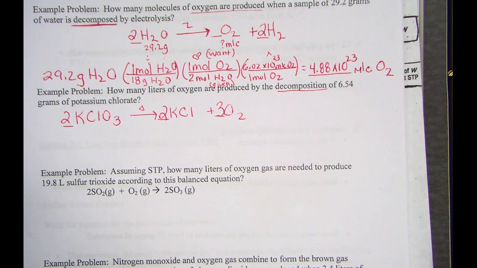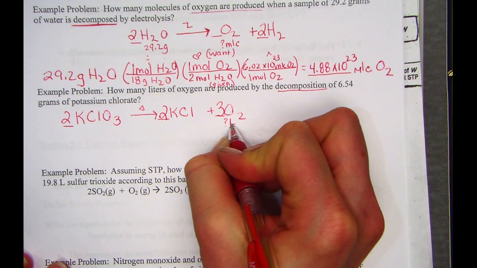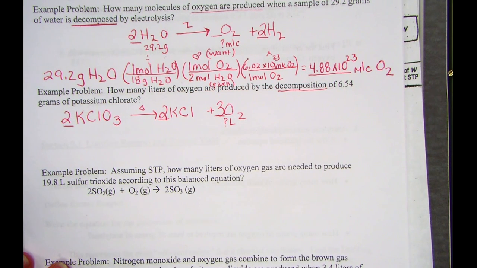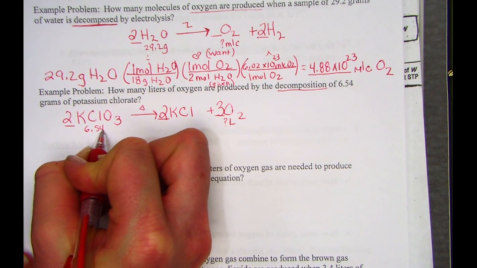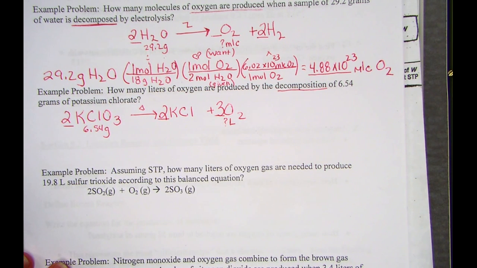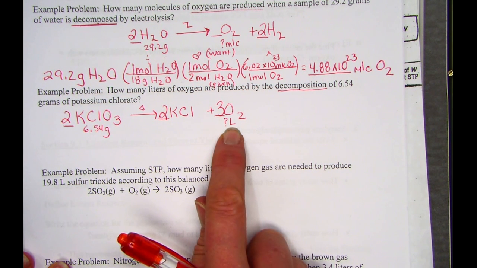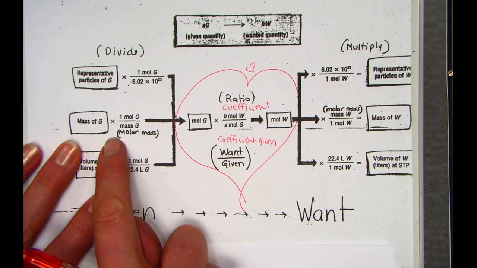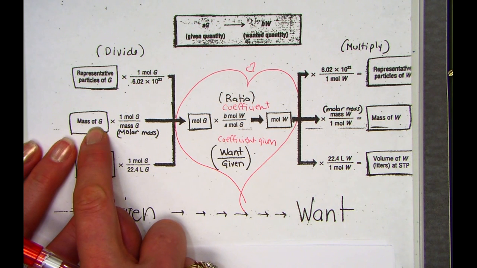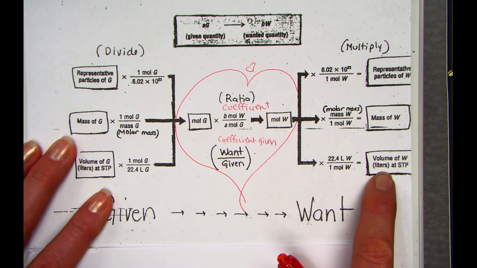Now let's go back and figure out what we're given and what we want to know. How many liters of oxygen? There's my target, a volume of oxygen, from the decomposition of 6.54 grams of that reactant, potassium chlorate. Given a mass, calculate a volume. Chart your course on the stoichiometry roadmap. The unit given is the mass of potassium chlorate. The unit we want is volume of oxygen.